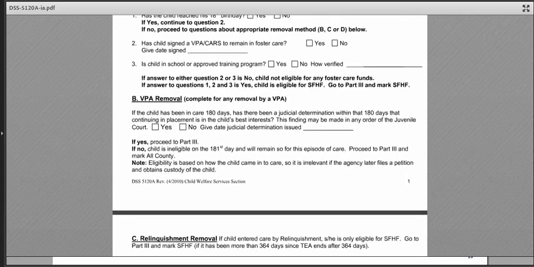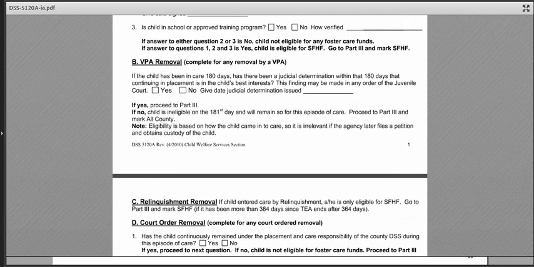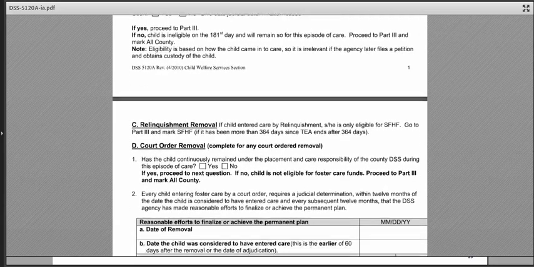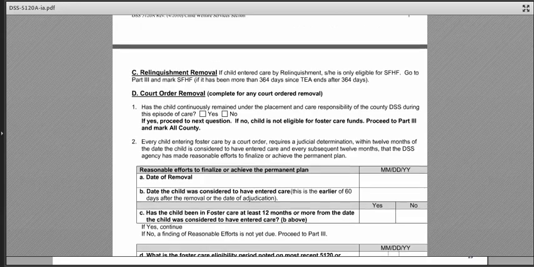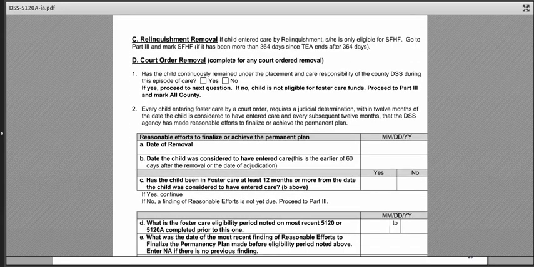So if the child came in via VPA, you would fulfill this part of the form. However, if they came in via court order, which is the majority of our children, we're going to go ahead and answer these questions. Now, you would answer the date of removal, which is the day you took custody, the date of entered care, and this is a federal definition, but it is important to this form. It's the earlier of 60 days after removal or adjudication, whichever came first. So it's sort of the Price is Right, closest without going over, which came first here.